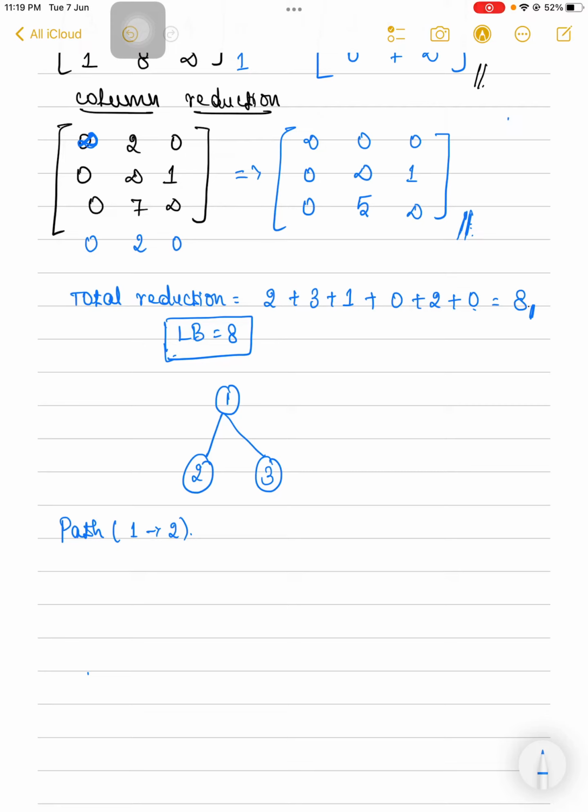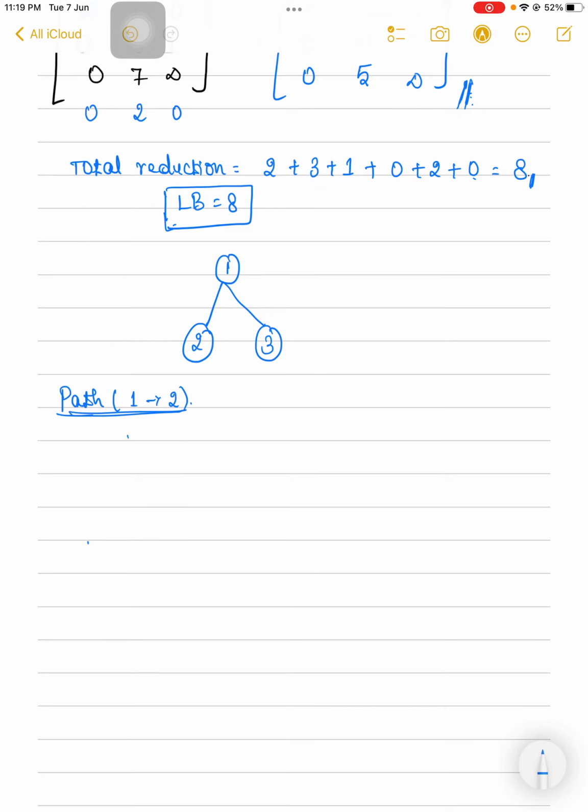So the next step is identifying the lower bound value for the path from vertex 1 to vertex 2, right? Before we proceed, we are supposed to perform 3 steps. The very first step is fetch the value of 1, 2 from the original cost matrix. So when you check the original cost matrix M, 1 to 2 cost is what? 4. Store it here.